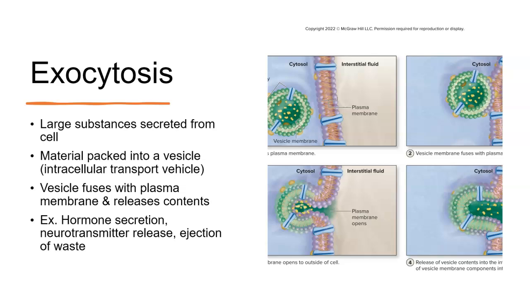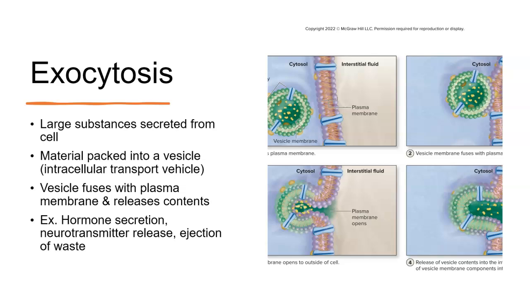Large substances like hormones, neurotransmitters, and waste products are pretty big. It's hard for those to get out of the cell unless we package them up. So we package them into a vesicle. The vesicle fuses with the plasma membrane and releases the contents.